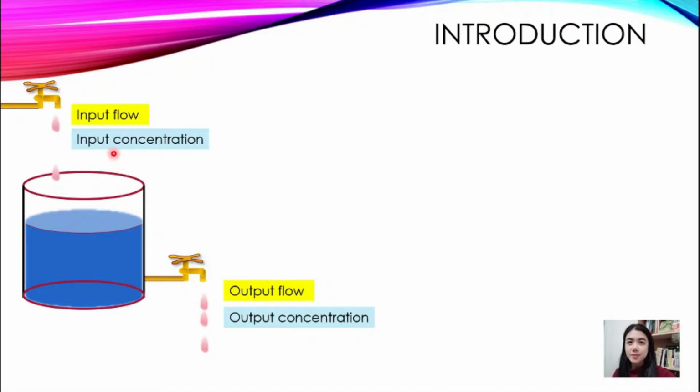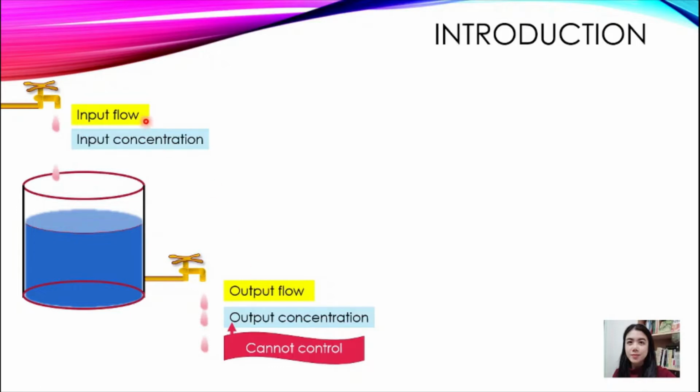In mixing problems, there are things that you can control. The first thing that you can control is the input flow, because you can determine how fast the solution is entering the tank, and you also can determine how fast the solution flows out from the tank. The output flow is another thing that you can control. Input concentration is another thing that you can control, but you cannot control the output concentration, because the output concentration is the result of mixing. It will change according to time.